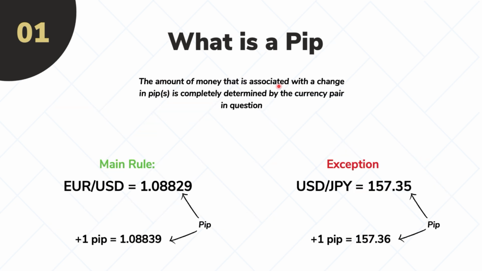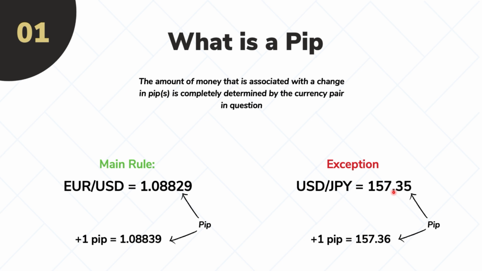The amount of money that's associated with the change in pips is completely determined by the currency pair in question. So the main rule for Forex pairs is what we just discussed, the 4th place after the comma. So when you go plus 1 pip, it goes from 1.08829 to 1.08839. But for example, USD-JPY, it's a Forex pair, but JPY pairs only have 2 decimals after the comma.